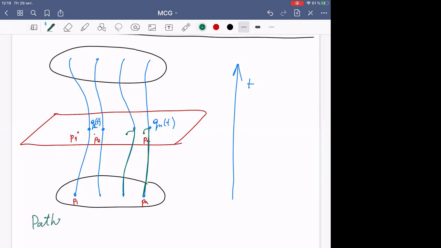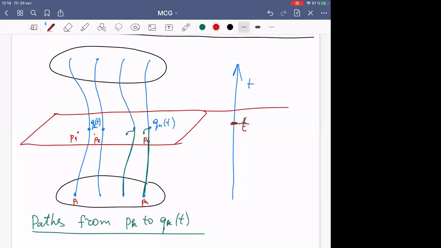These are canonical paths from Pk to Qk of t. Now we may vary this level t, this red level t where we took our section. Of course, these paths depend continuously on t. So if we take a closed braid, then of course these paths will be closed.